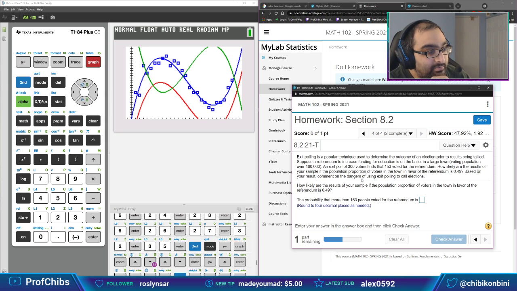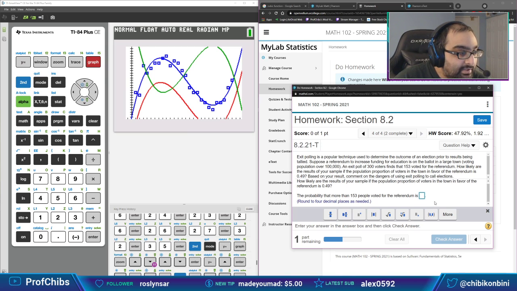Suppose a referendum to increase funding for education is on the ballot in a large town, voting population over 100,000. An exit poll of 300 voters finds that 153 people voted for the referendum. How likely are the results of your sample if the population proportion of voters in the town in favor of the referendum is 0.49? Based on your results, comment on the dangers of using exit polling to call elections. Okay.